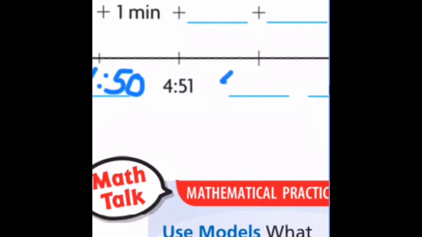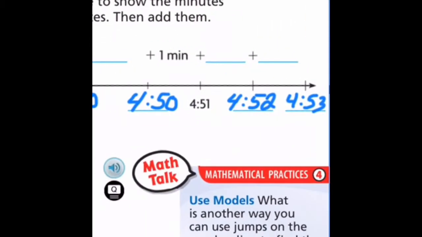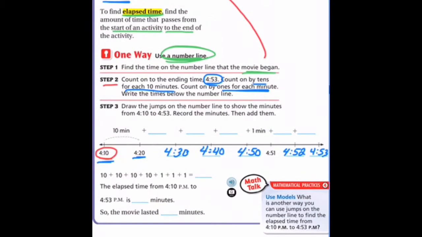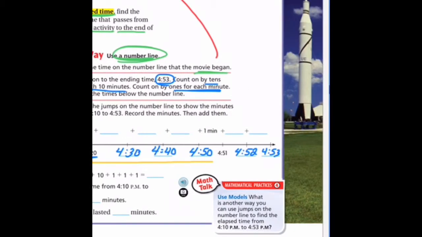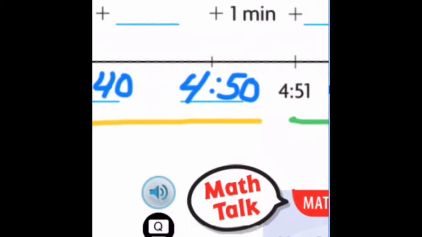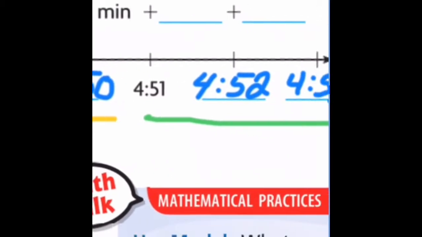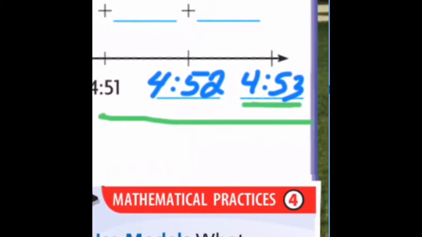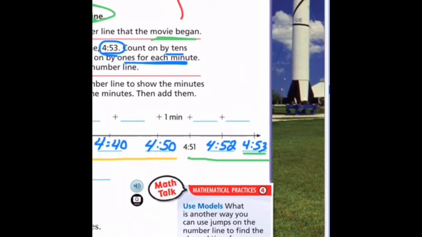4:51, 4:52, and 4:53. So we filled in our number line, counting by tens to start with, and then counting by ones when we get really close. Because if I'm at 4:50 and I go up 10 more minutes, that gets me to 5 o'clock. And our movie ends at 4:53, so going all the way to 5 is unnecessary.